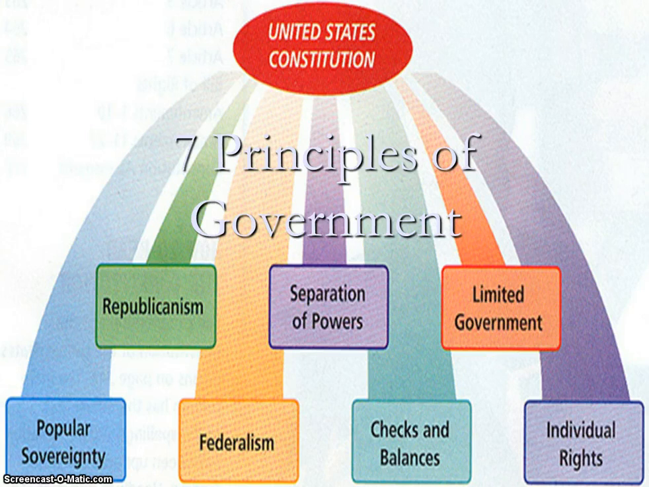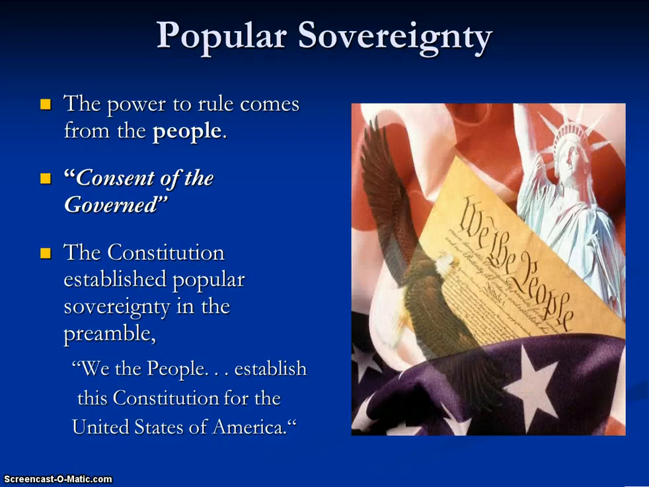All right, the 7 principles of government are federalism, limited government, individual rights, popular sovereignty, republicanism, checks and balances, and separation of powers. With popular sovereignty, remember the power to rule comes from the people. The big quote here to associate with popular sovereignty is consent of the governed. The Constitution establishes popular sovereignty right from the beginning with the preamble, with the statement, "We the people establish this Constitution for the United States of America."